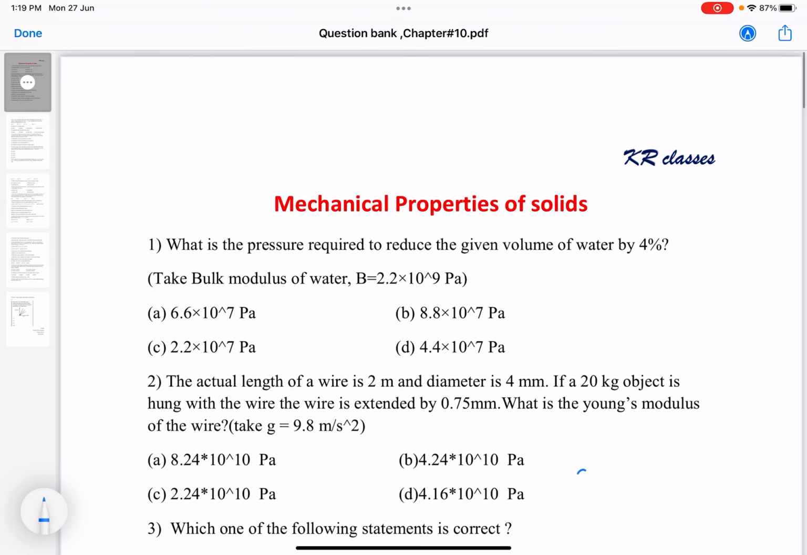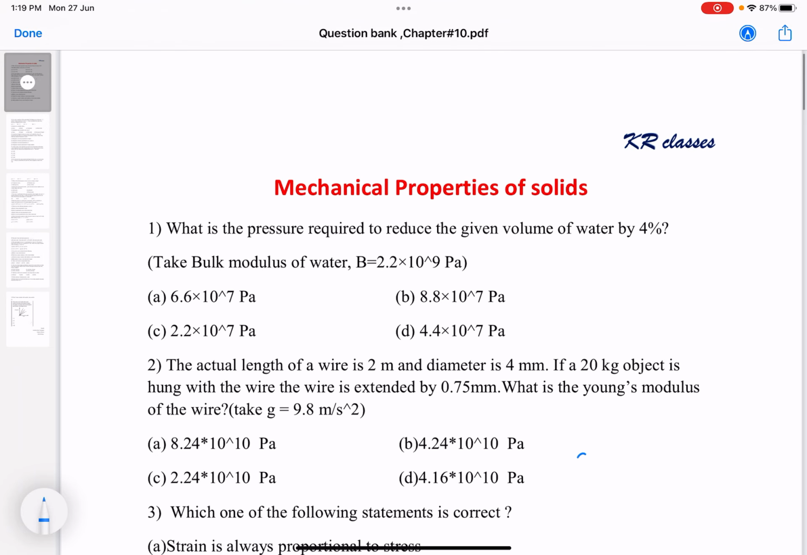Hello students, I would like to explain the question bank of mechanical properties of solids today.